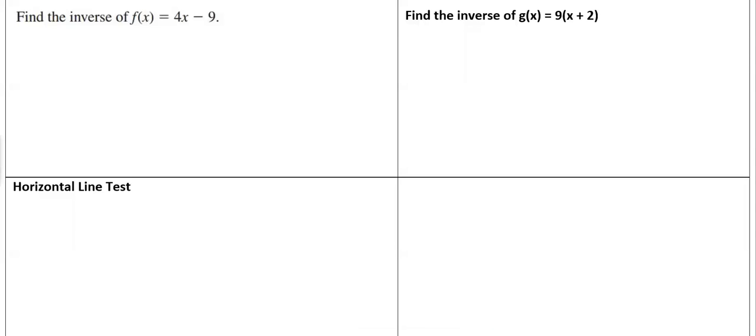This is part 2 of 10-4 inverses. Find the inverse. F of x is equal to 4x minus 9. Well, we have to do this algebraically. Step 1, replace that f of x with y.